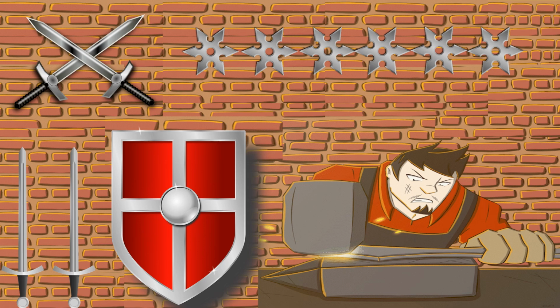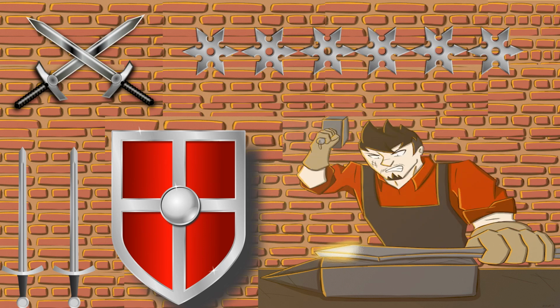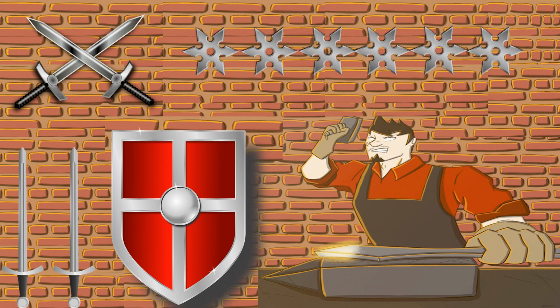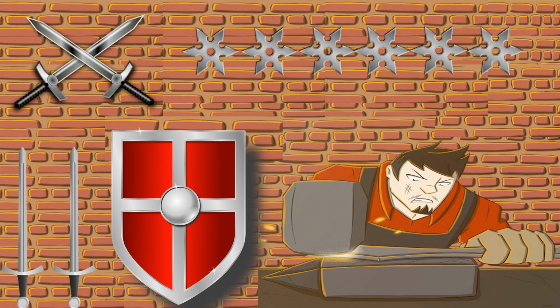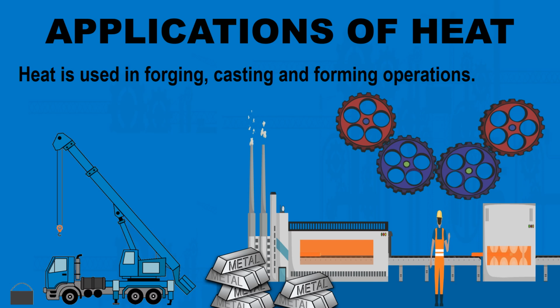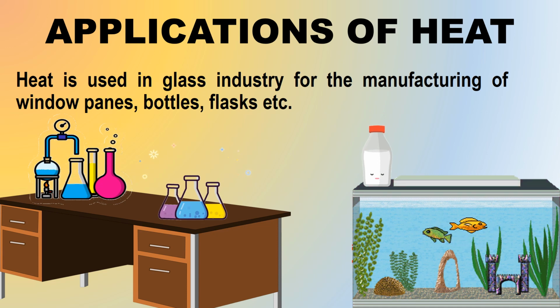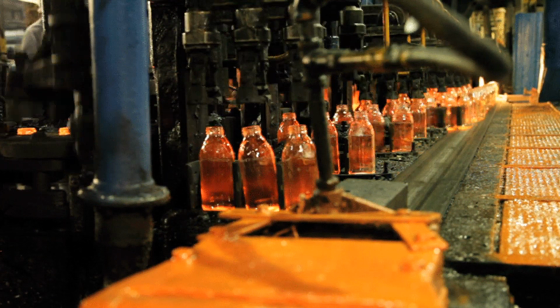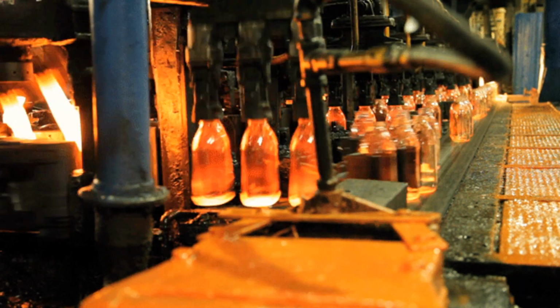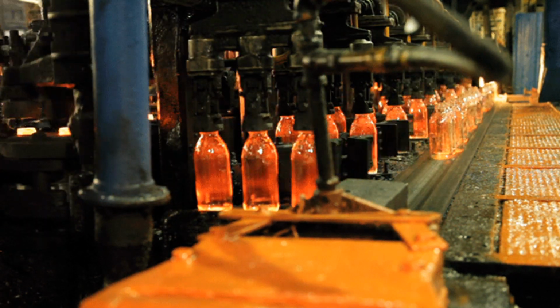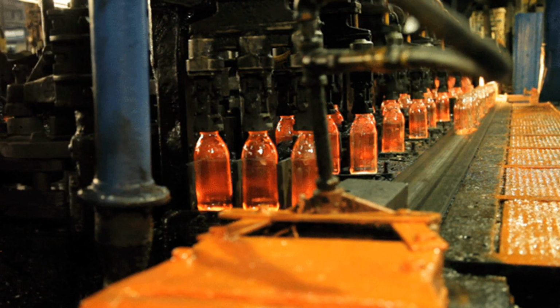Since medieval times, humans have been using the heat generated by combustion of fuels to shape their weapons, shields, armors, etc. In industries, heat is widely used in forging, casting, and forming operations. Heat is used in the glass industry for the manufacturing of window panes, bottles, flasks, etc. This is an insight into a bottle manufacturing unit wherein the bottles are preheated and shaped according to various uses.